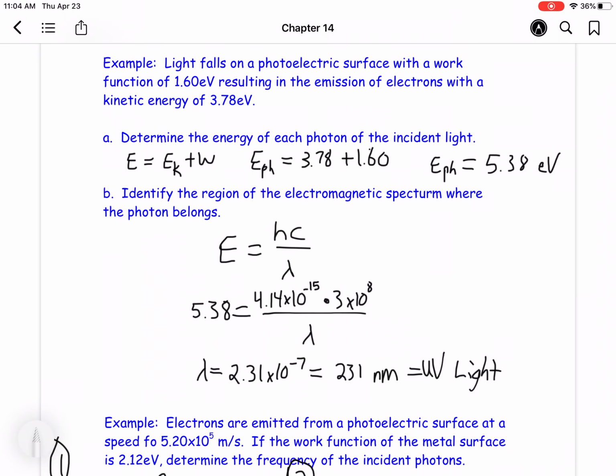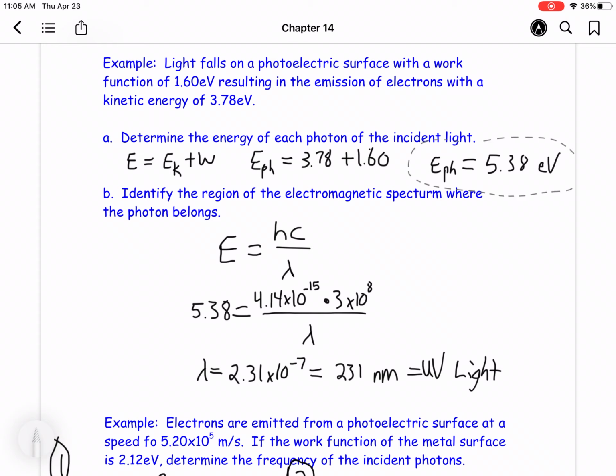All right, so light falls on a photoelectric surface with a work function of 1.6 eV, resulting in emission of electrons with the kinetic energy of this. So I have the work function and I have the kinetic energy. So E equals EK plus W, right? EPH, this should be EPH here, sorry. All right, so EPH equals 3.78 plus 1.6.